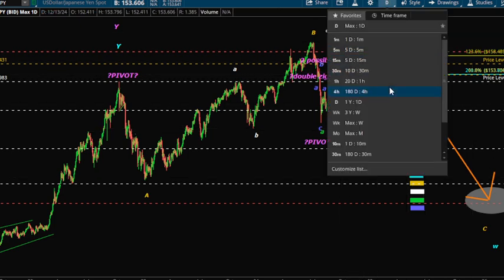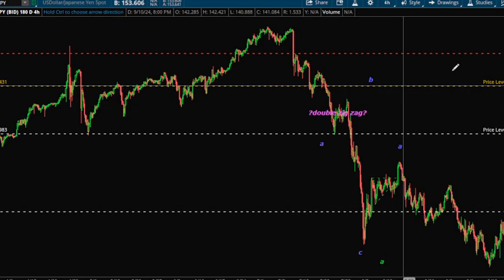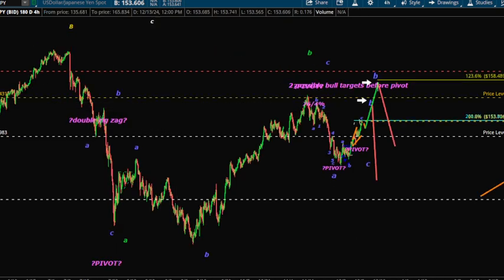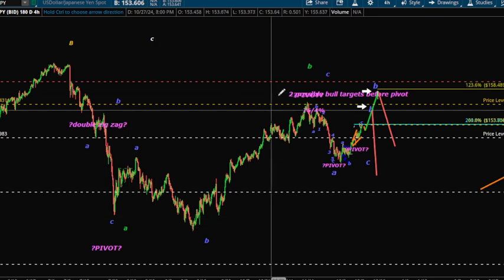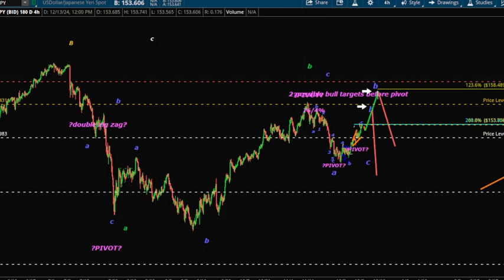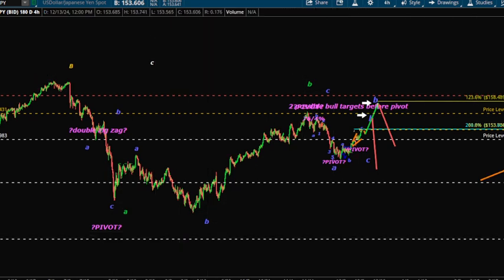So let's go to the 4-hour time frame. We have the minuet A, B, looking for a C down. So the sub-minuet completes a minor or a minute degree A in white.